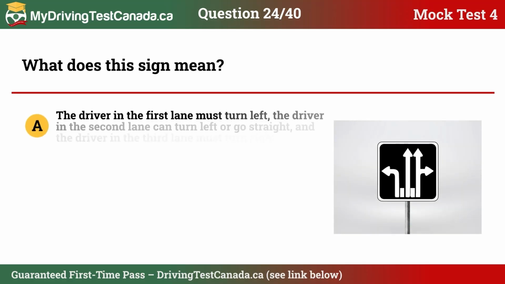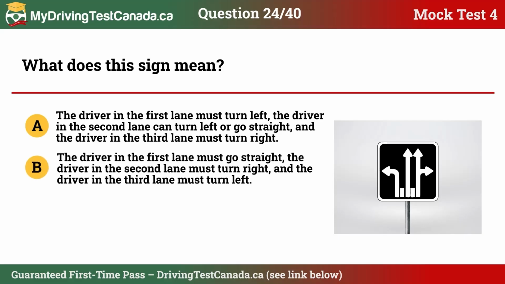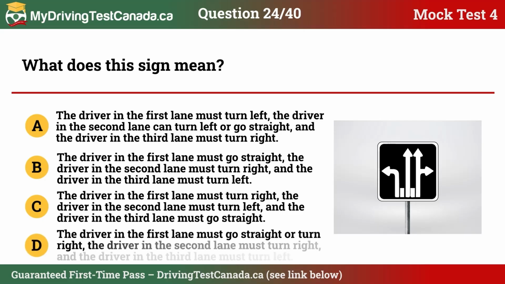A. The driver in the first lane must turn left, the driver in the second lane can turn left or go straight, and the driver in the third lane must turn right. B. The driver in the first lane must go straight, the driver in the second lane must turn right, and the driver in the third lane must turn left. C. The driver in the first lane must turn right, the driver in the second lane must turn left, and the driver in the third lane must go straight. D. The driver in the first lane must go straight or turn right, the driver in the second lane must turn right, and the driver in the third lane must turn left.